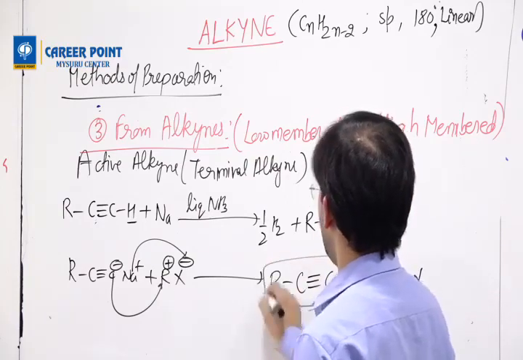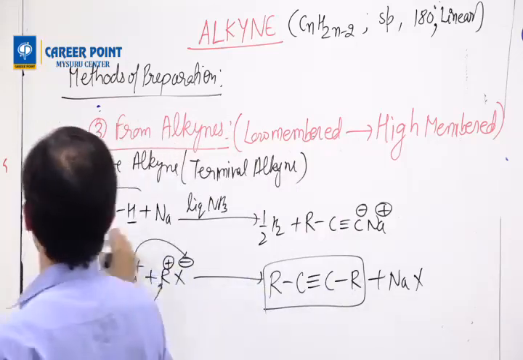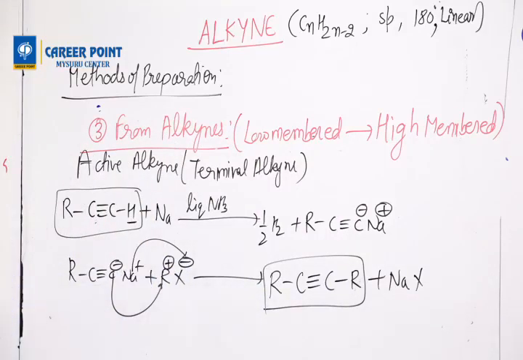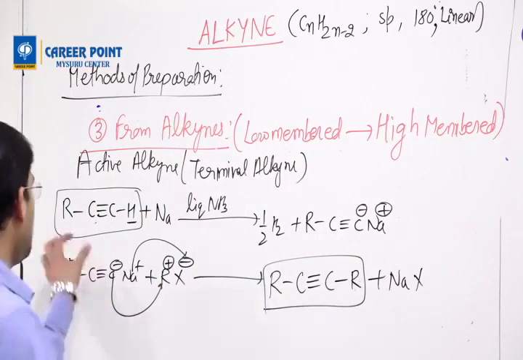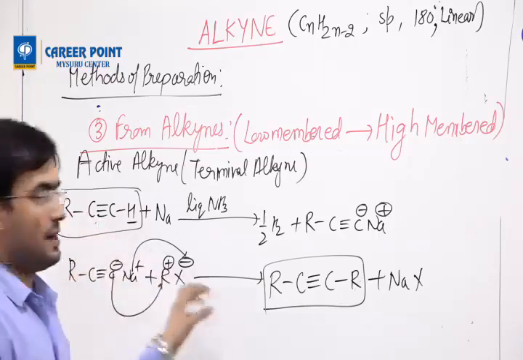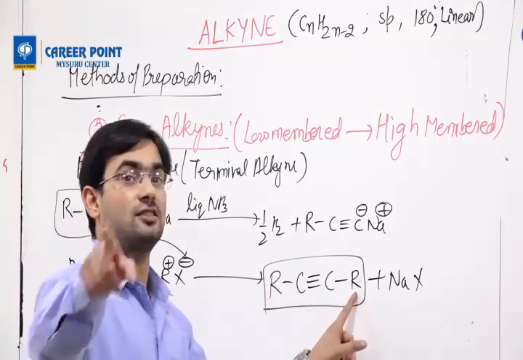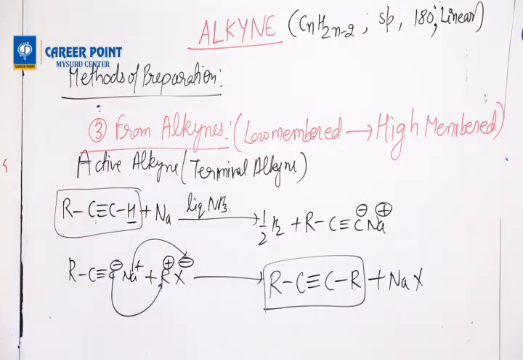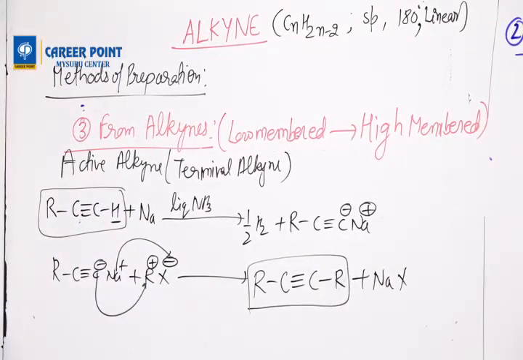Now if you compare, this is an alkyne, this is also an alkyne. But what is the difference? The difference is that it has got R plus 2 carbons. It has got R plus 2 plus R carbons. So this gives more carbon atoms in the alkyne. Done.